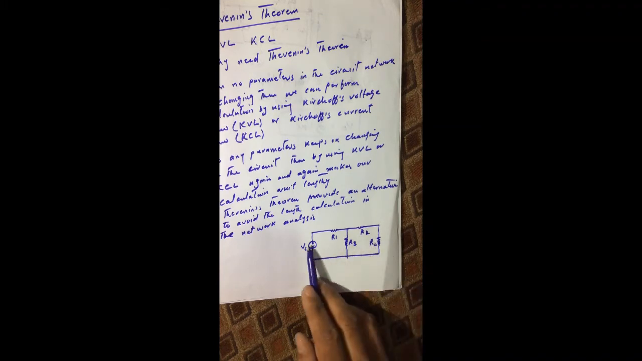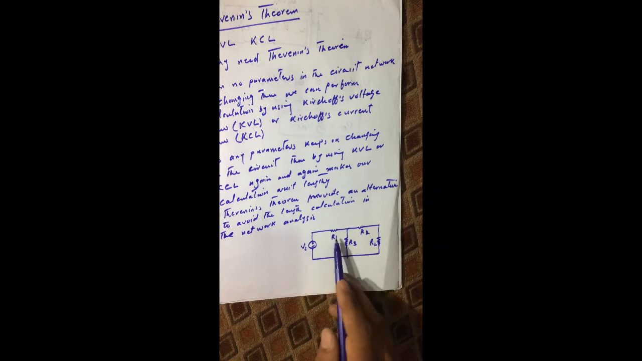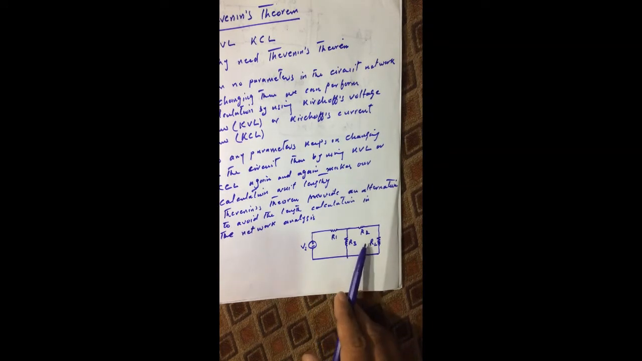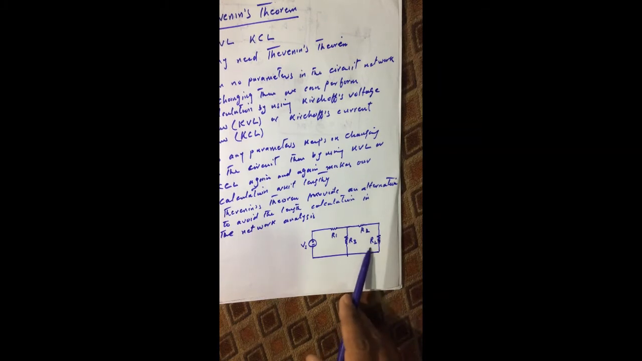Now suppose the voltage source and the resistances R1, R2, and R3 are constant, they are fixed, their values are not changing in the process, and the load resistance RL is also constant. Then we can easily calculate the current through the load resistance or the voltage drop across the load resistance by using KCL or KVL, Kirchhoff's current law or Kirchhoff's voltage law.